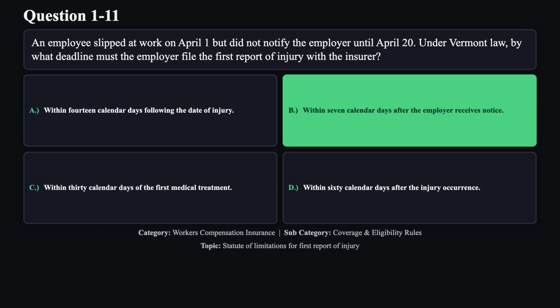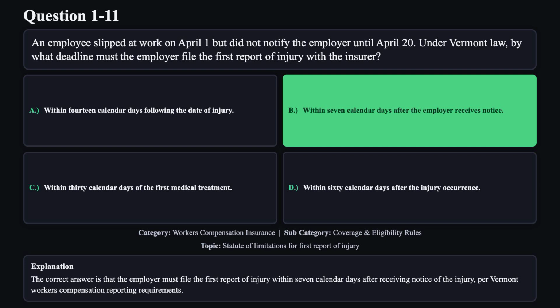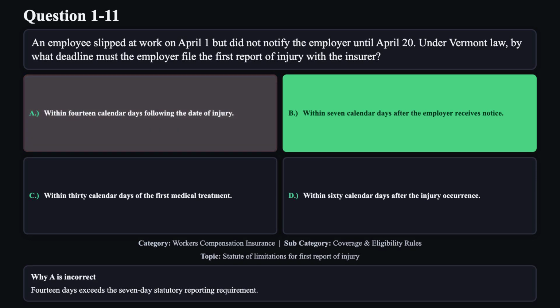The correct answer is B. The correct answer is that the employer must file the first report of injury within 7 calendar days after receiving notice of the injury, per Vermont workers' compensation reporting requirements. Reason A is not correct. 14 days exceeds the 7-day statutory reporting requirement.